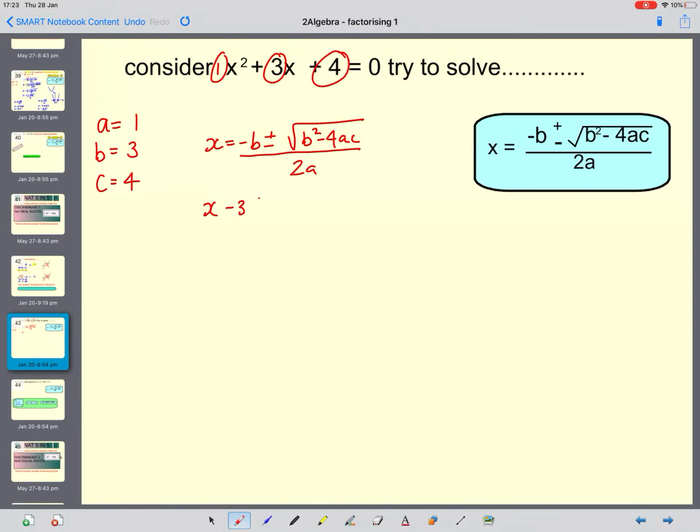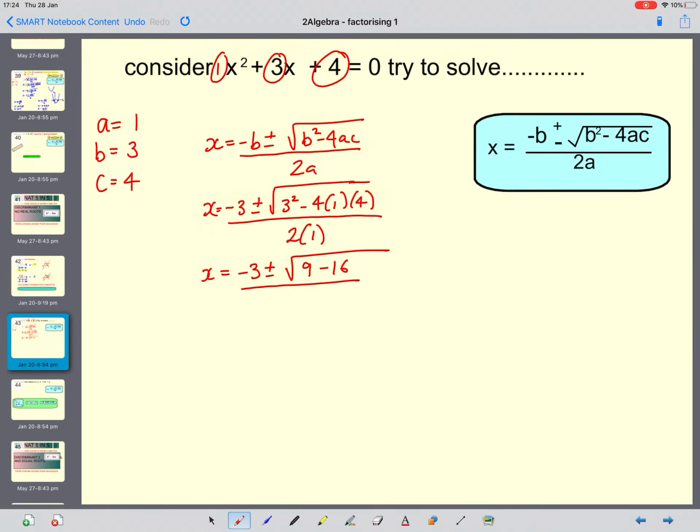So it becomes negative 3 plus or minus the square root of 3 squared, take away 4 multiplied by 1 multiplied by 4, all over 2 times a, which is 1. So x equals negative 3 plus or minus square root of 3 squared is 9. Then 4 times 1 times 4 is 16, so take that away. All over 2. Keep going. x equals negative 3 plus or minus the square root of 9 take away 16, which is negative 7, all divided by 2.